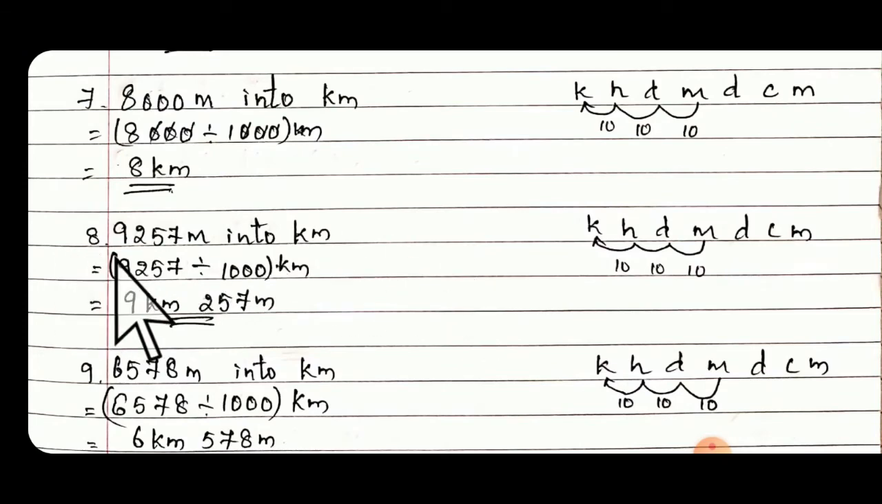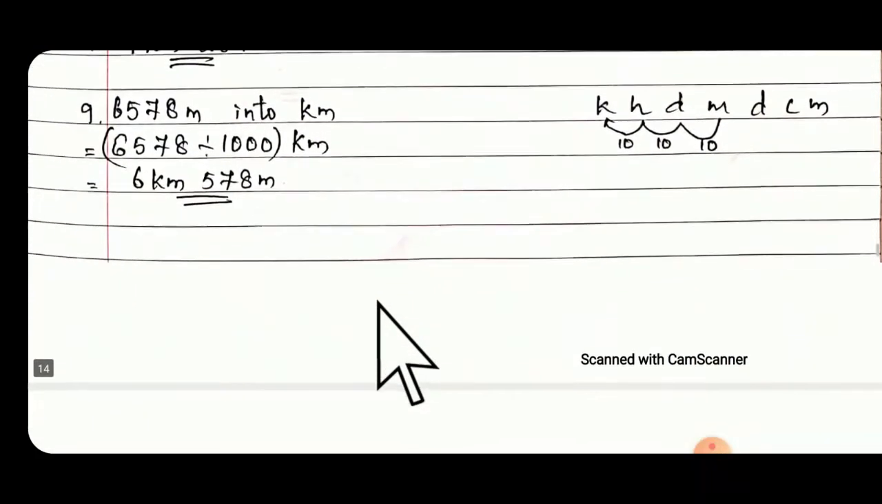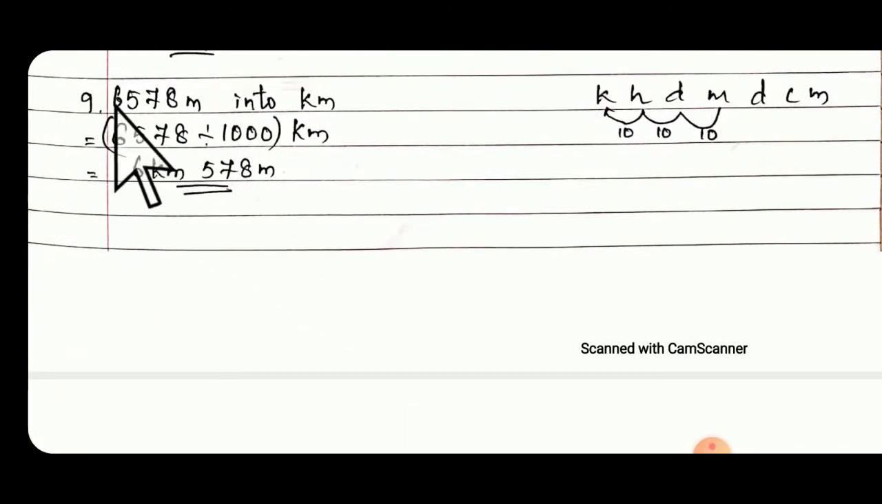The next, 9257 meter into kilometer. Once again, backward by 3 units. So it gets divided by 1000. So 9257 meter is there. So 9 kilometer, 257 meter will be the answer. Next, 6578 meter into kilometer. Again backward by 3 units, so divide by 1000. It will be 6 kilometer 578 meters.